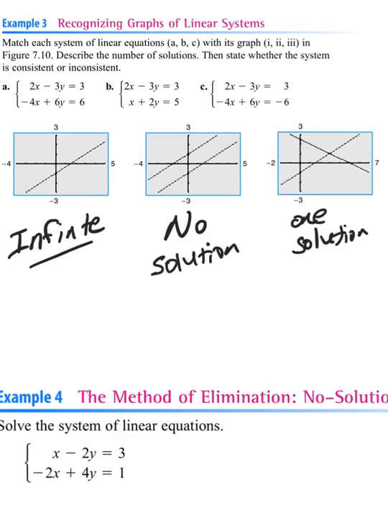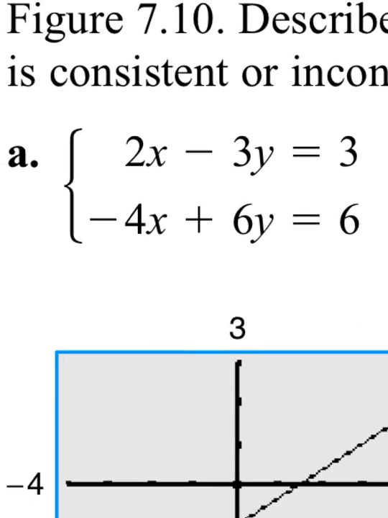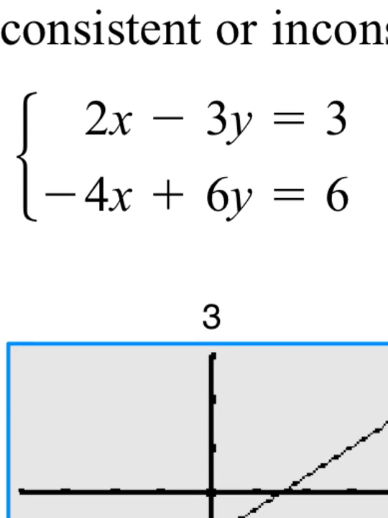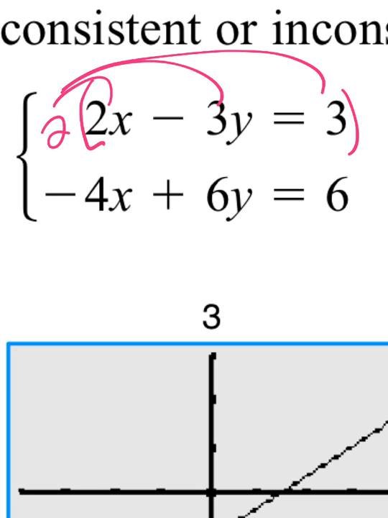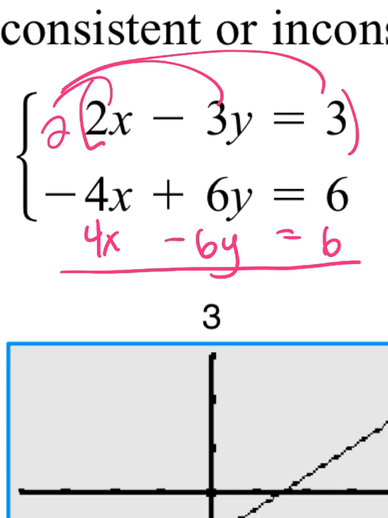So algebraically, if you figure that out, let's just look at A. Let's eliminate. What do you guys want to eliminate? The y's? Okay. What are you going to multiply the top by then? 2. Okay. So if I multiply everything by 2, I'm going to write it underneath. 2 times 2 is 4x. 2 times negative 3 is negative 6y. And 2 times 3 is 6. Agreed? Okay, so this is gone.